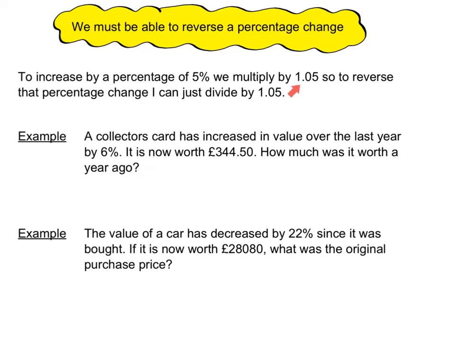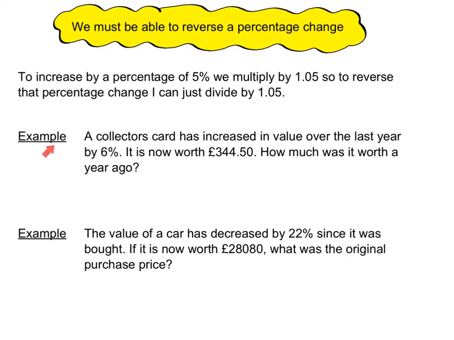Now, if that's already taken place, and we then have 105%, we know what this new amount is. If I want to go back to the original amount, I've just got to do the opposite of multiplying by 1.05. So to reverse a percentage change, I just divide by 1.05. So let's look at this first example.